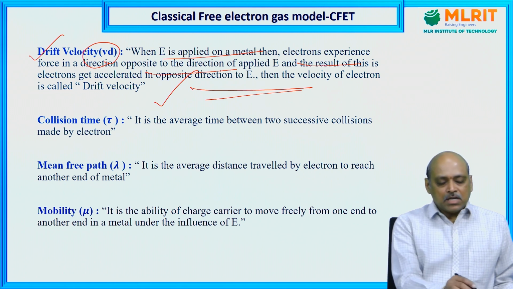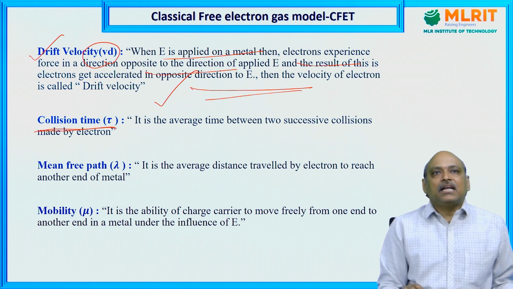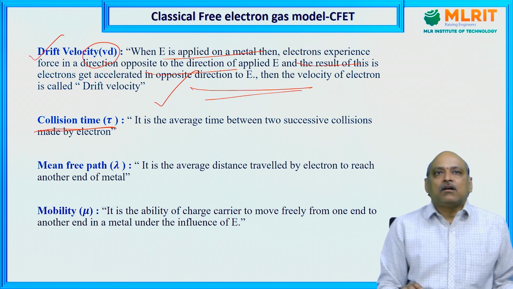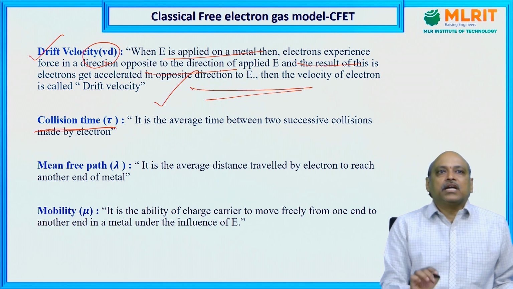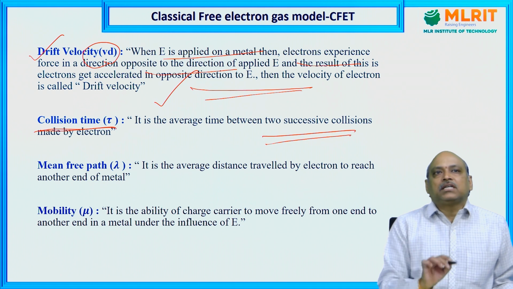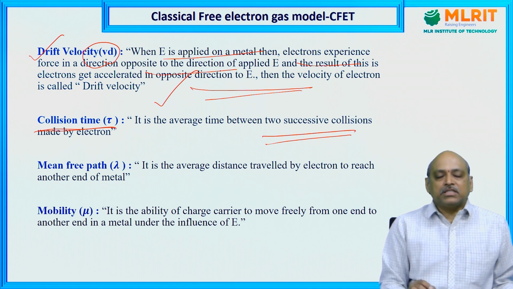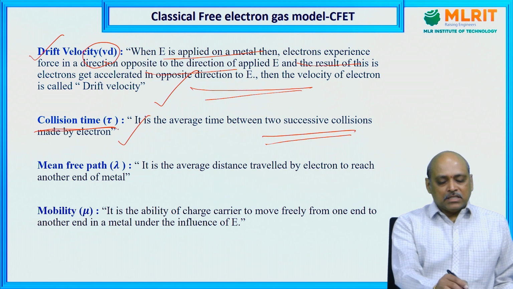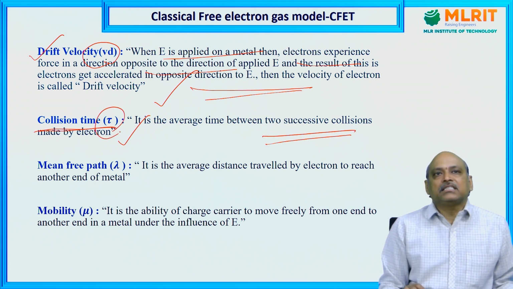The second one is collision time. When the free electrons are moving from one place to another, obviously they are going to collide with the positive ion sites, and it can also be expected that one electron will collide with another electron. Now, how much time is taken by the electrons between two successive collisions? That time is called the collision time. In general, collision time is represented with the symbol tau. It is not a t, we are calling it tau. Collision time in free electron gas theory is given the symbol tau.